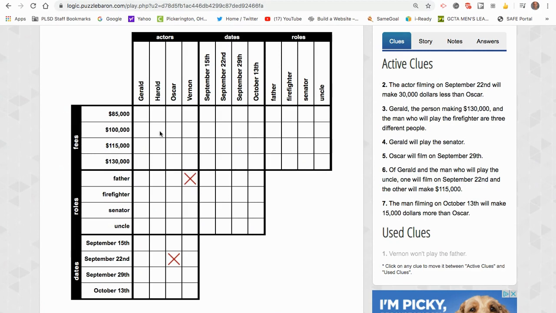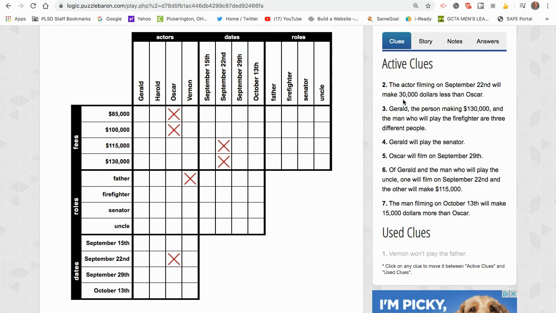So this is what this looks like. So since Oscar is going to be making $30,000 more, it means he can't be making either one of these, because then the person can't make $30,000 less than him. So that also means that this person cannot make these 2. So that gives us, again, some eliminations.